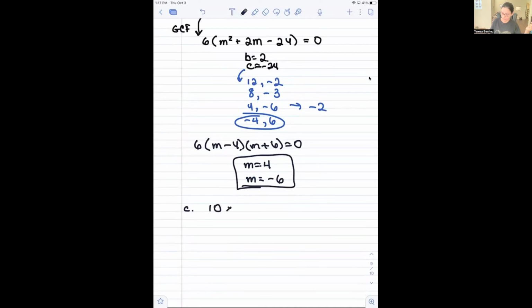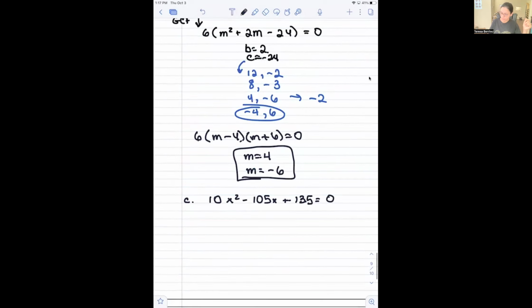Here we have 10x squared minus 105x plus 135 equal to 0. And I cannot divide 135 by 10. Well, I can, but it's not going to be helpful. So looks like I'm going to have to do the AC method here, okay? I'm still going to find the greatest common factor because I can, all right? So it looks like it will be 5 because I can't use 10. So I have 2x squared. 105 divided by 5 is 21. 135 divided by 5 is 27. And this is equal to 0.